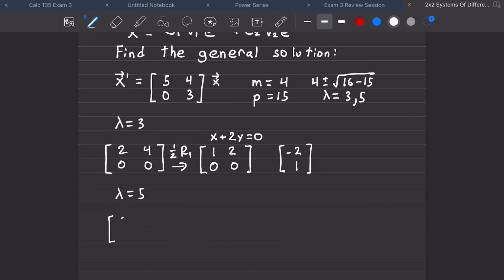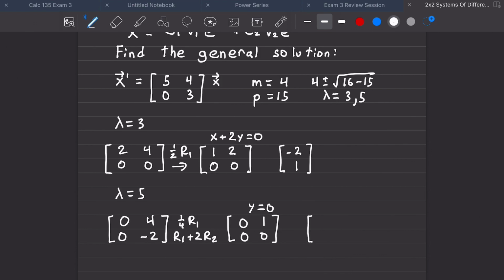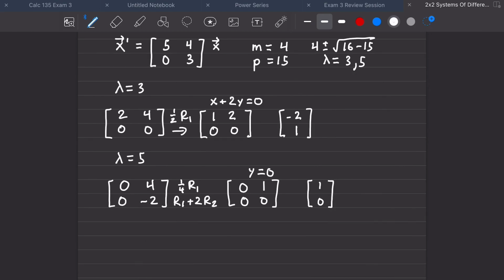We're going to subtract 5 at the top. We get 0, 4, 0, negative 2. I'm going to do 1/4 times row 1. And then I'm going to do row 1 plus 2 row 2. And then this becomes 0, 1. And then this one is going to become just 0, 0, right? And essentially the information I get from here is that y is 0, right? And x can be whatever it wants. So we say that x is just 1, just out of convention. And then y is forced to be 0.